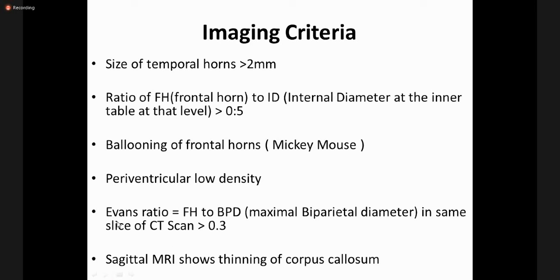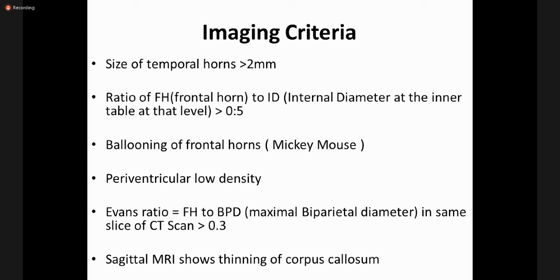There is one more thing, the Evans ratio, which is also increased, becoming more than 0.3. Normally the Evans ratio is less than 0.3. And what is the Evans ratio? It is the frontal horn to biparietal diameter ratio. And sagittal MRI shows thinning of the corpus callosum. You just see all these signs. Try to remember if you people scan.